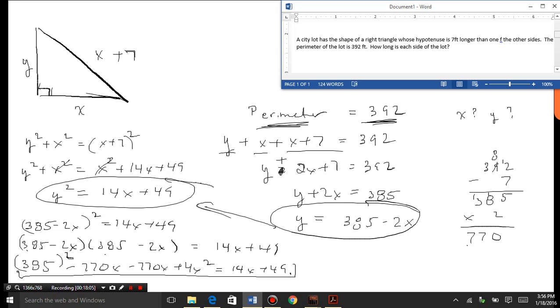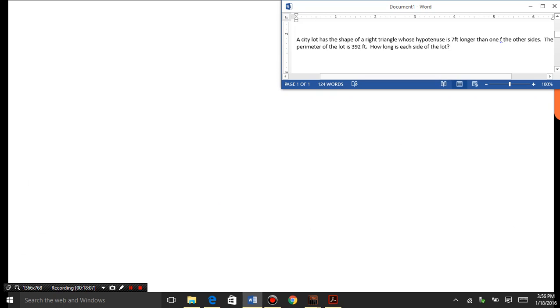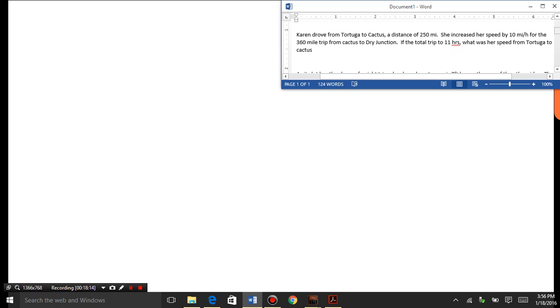Let's talk about that last problem real quick. Okay, erase. The last problem was a really good one, and this one should be a blast from the past. It says Karen drove from Tortuga to Cactus. So guys, when in doubt, draw a picture. I'm going to call this Tortuga. I'm going to call this Cactus. Okay, a distance of, oh, they give you a distance. So from here to here, the distance is 250 miles. Okay, she increased her speed by 10 miles per hour for a 360-mile trip from Cactus to Dry Junction. So let's put Dry Junction here, and she drove from here to here at 360 miles, right?